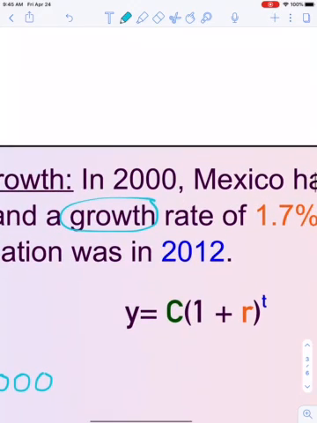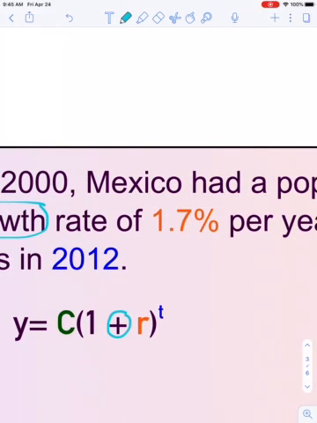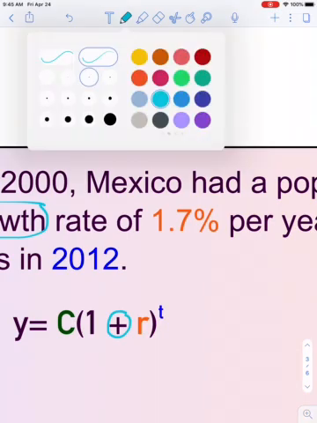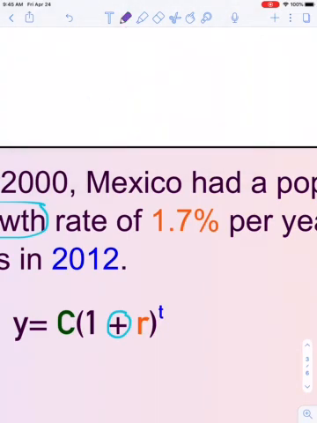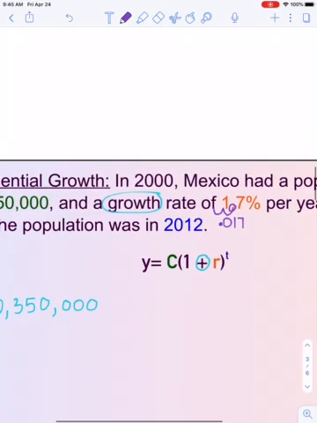A growth rate. The fact that it's growing tells you to have an addition sign here, which we already knew. Now, here's the part you need to pay attention to for sure. This 1.7%, we're not going to put the percent sign in our formula. So we are going to make this a decimal. We are going to take this decimal place and move it 2 places to the left. So that is 0.017. So you're using the decimal as opposed to the number with the percent sign behind it.